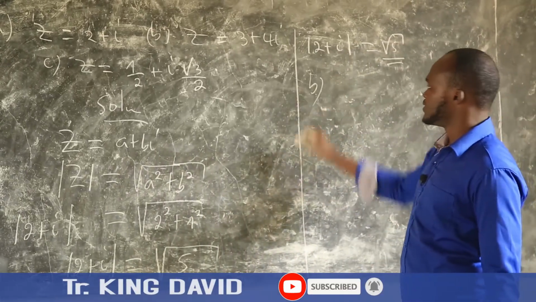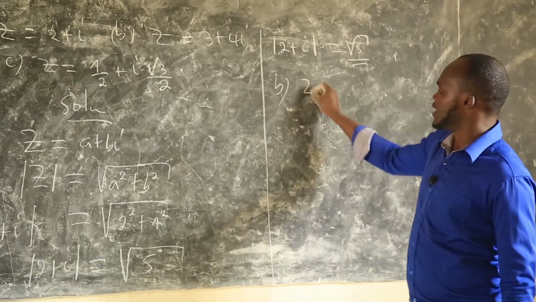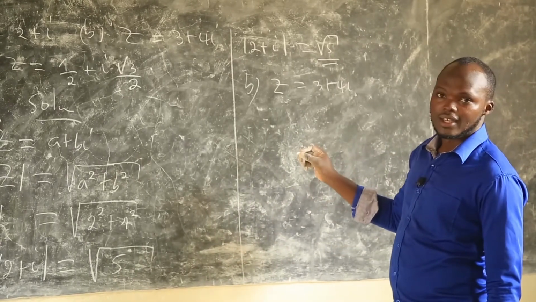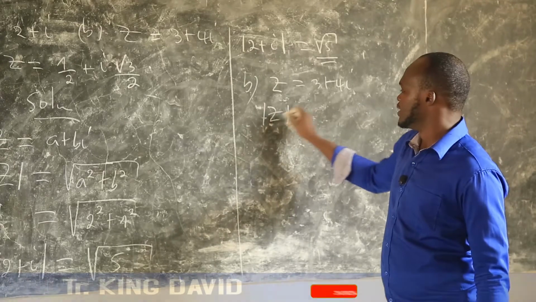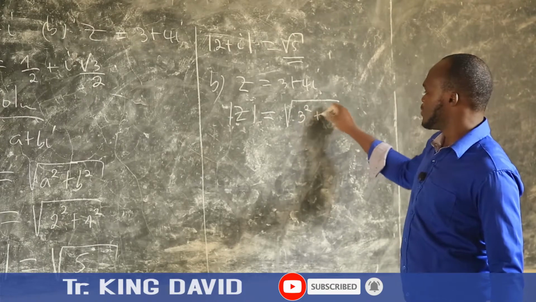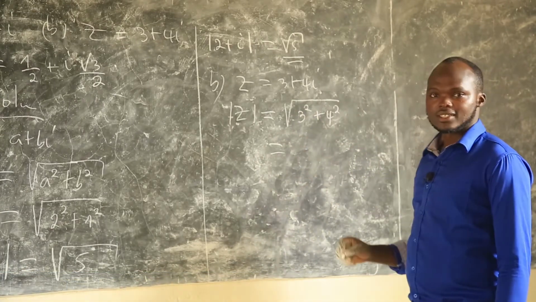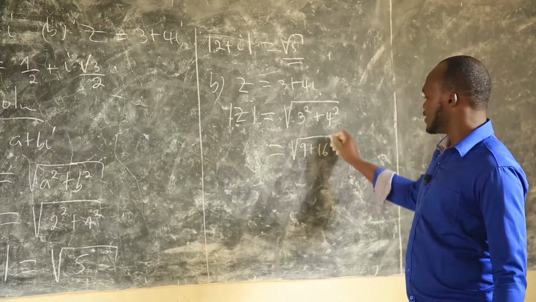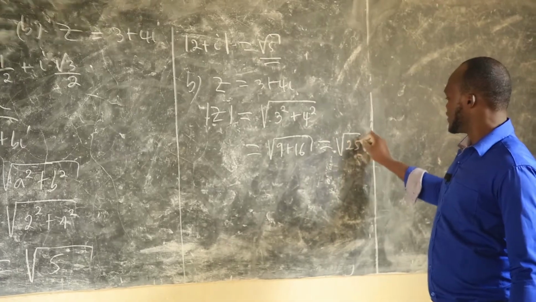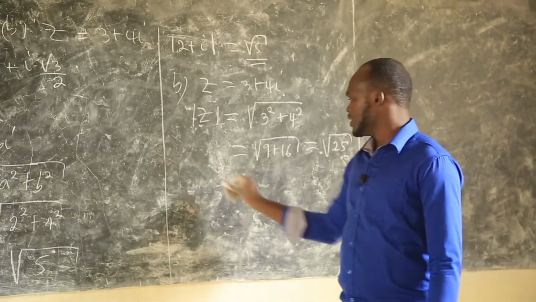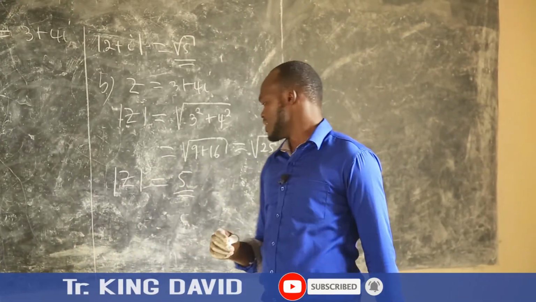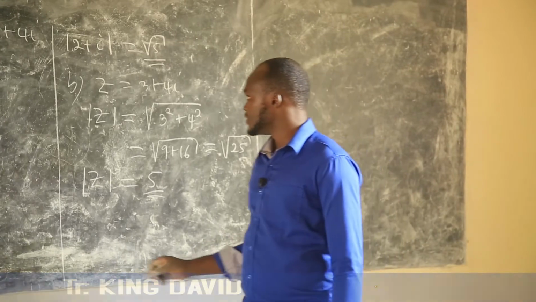B, who can try B? Our z here is 3 plus 4i. The modulus of z is square root of 3 squared plus 4 squared, which is 9 plus 16. So what is 9 plus 16? 25. This is root 25, and root 25 is 5. So the modulus of that z is 5, which is the answer.